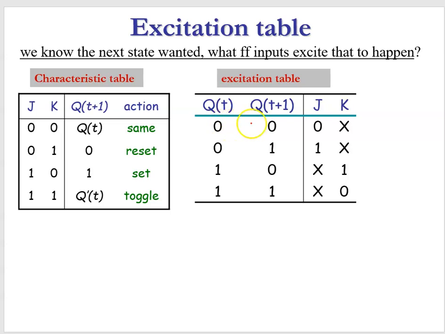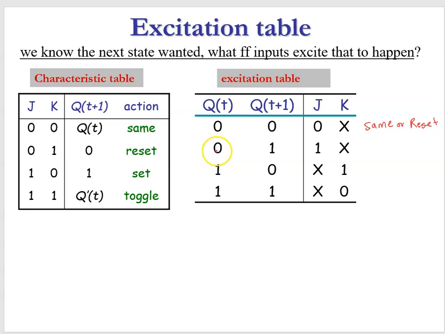So if our present state is 0 and our next state is 0, well, that could be stay the same, right? So that could be same here, 0 to 0, or we're going to 0, so we could just reset it. So we have either of those two options, 0, 0 or 0, 1. So J has to be 0, but K could be either 0 or 1, and we'd still get the next state to go to 0 as we want.